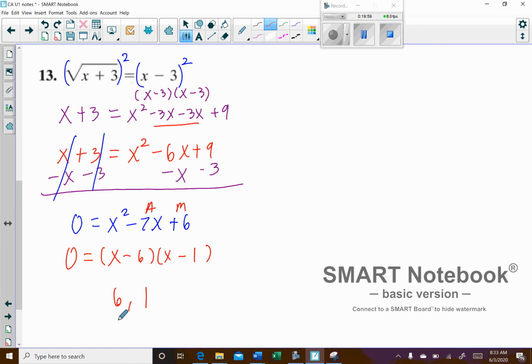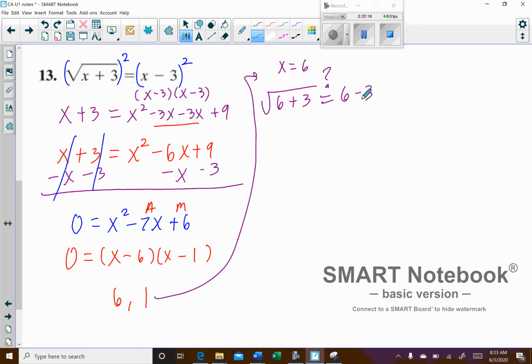Okay, so now we have to go and check them. So we'll start with 6. So let's see, we have the square root of 6 plus 3. Is that equal to 6 minus 3? Okay, so we'll go ahead and simplify each side. So on the left side, we'll get square root of 9 equals 6 minus 3 is 3. And right there, you know it's true, so you can just stop. So that's true. So we know that 6 works.